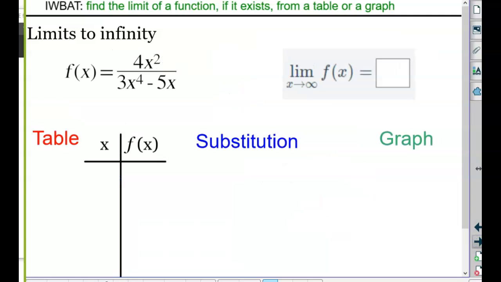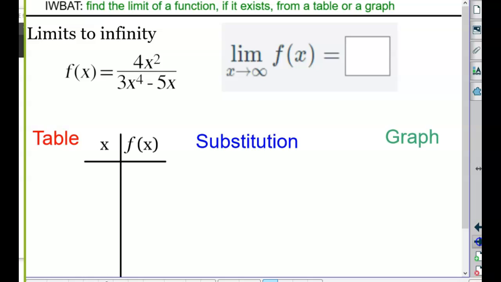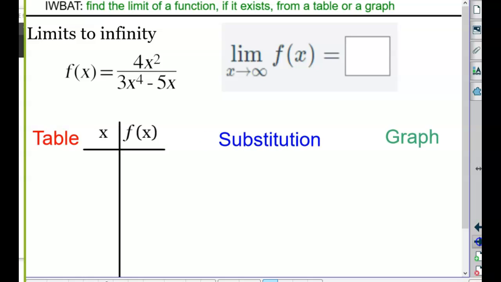All right, I want you guys to think about this one. Try this one. Your goal is to determine what is the limit of this function as x goes to infinity. And you have 3 different ways you can think about it. With a graph, substitution, or a table. Let's have you figure it out, and then we'll go over it in just a minute.